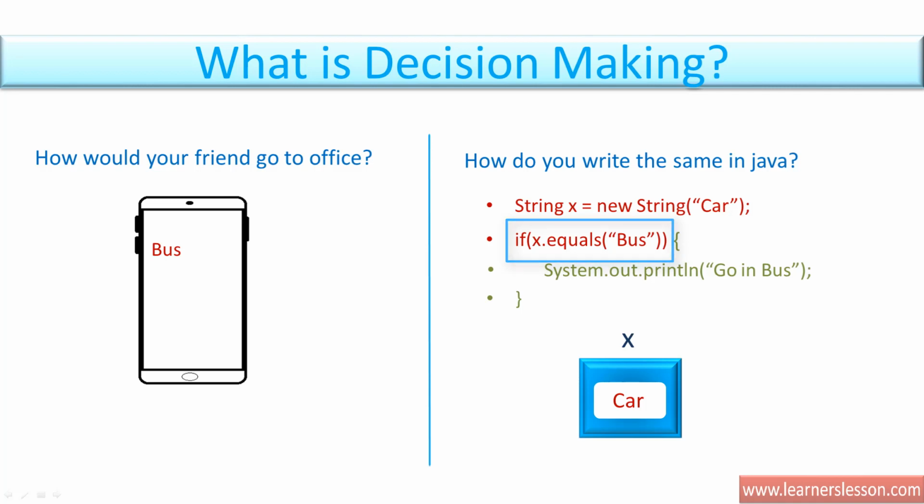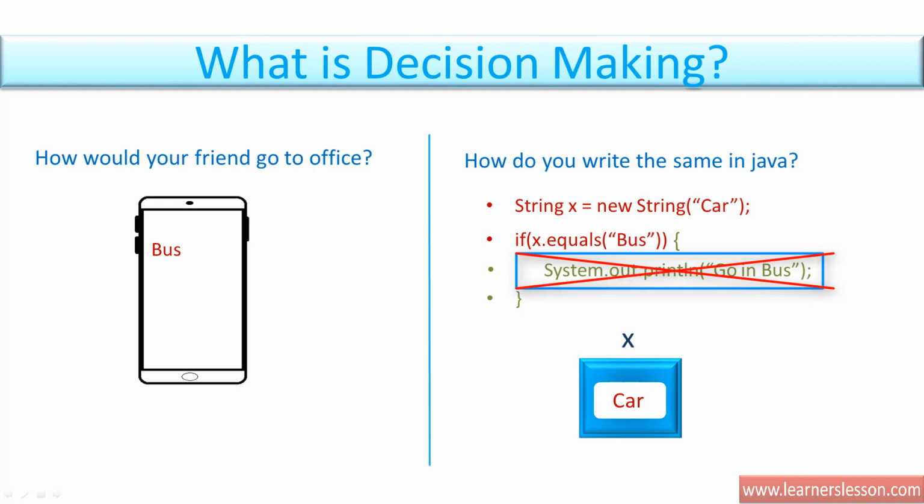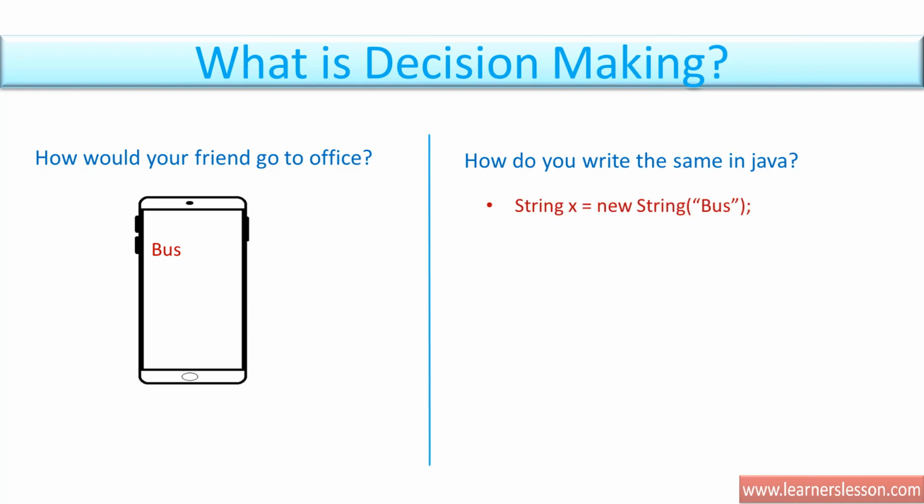So this condition doesn't match and the block doesn't get executed. Just think for a while. Your friend sees a car coming in, but he has to go in a bus. So how would he go? He simply has to wait. Then he sees a bus coming in.